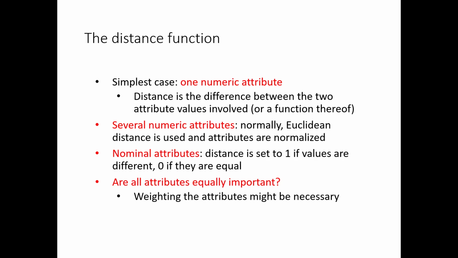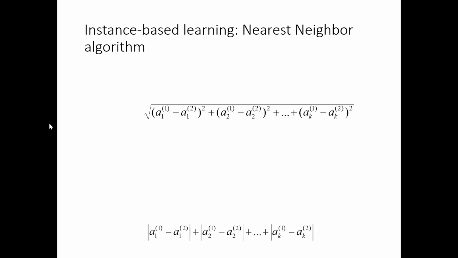When you talk about the distance function, we need to find out a similarity. Usually we can talk about the geometrical distance. If you have only one attribute, you can take the difference. But if you have several attributes, then you have to use the Euclidean distance. For nominal attributes, the distance is set to one if they are different, or zero if they are equal. Are all attributes equally important? You never know. Weighting the attributes might be necessary.